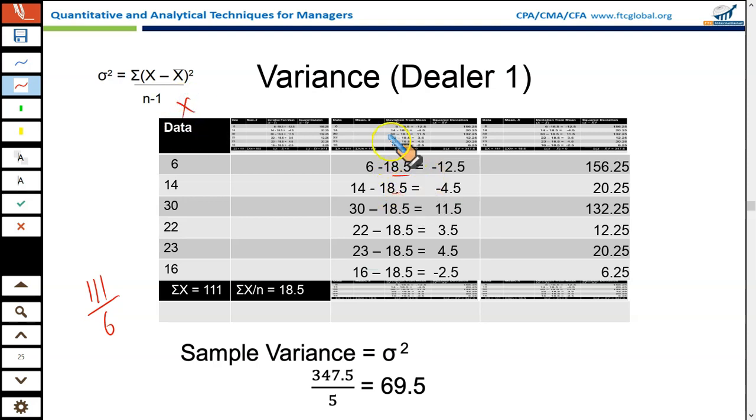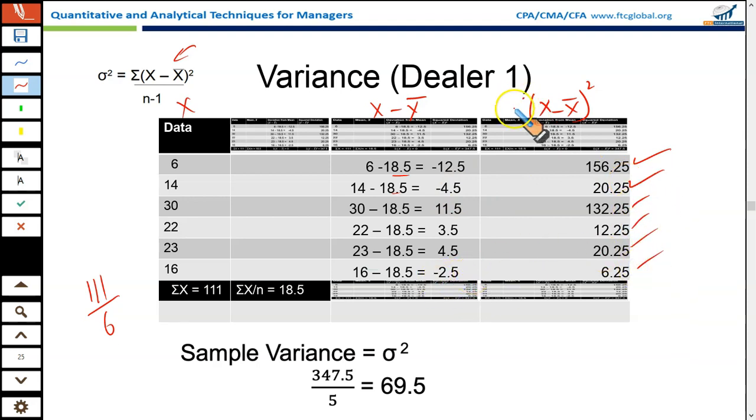This column here is for the element in data less mean. 6 minus mean, 6 minus 18.5, negative 12.5. 14 minus mean, 14 minus 18.5, negative 4.5. And you do the same for the others. Then these deviations are squared as per the formula. So negative 12.5 squared, negative 4.5 squared, this, and then finally negative 2.5 squared.